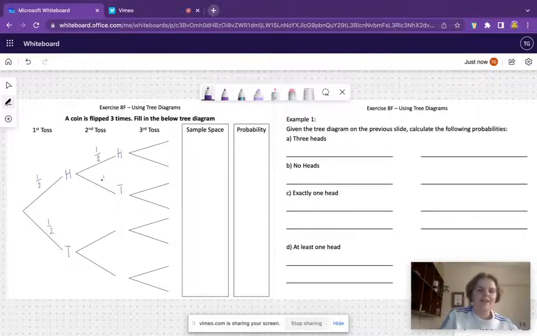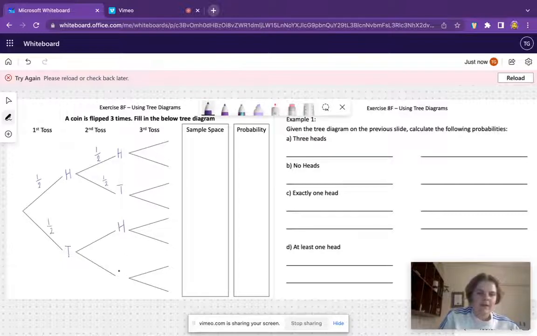The coin doesn't know that it's already got heads, so these are independent events. The probability of getting a head on the first toss does not change the probability of getting a head on the second toss. And again, we've got heads and tails and a probability of half along each branch.